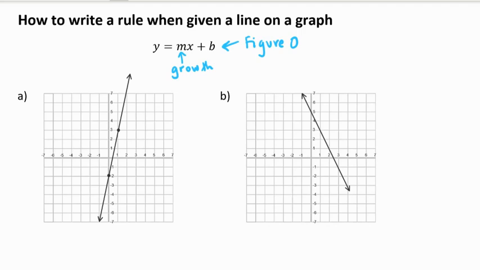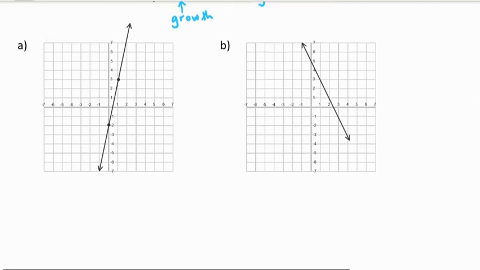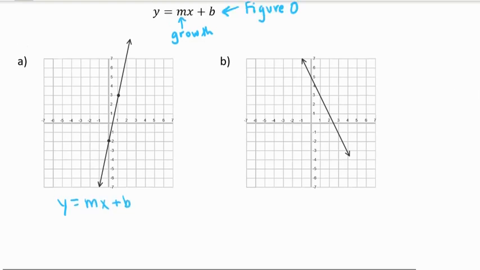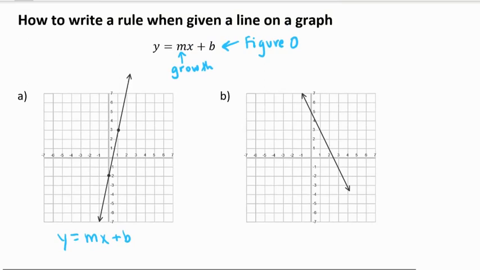So looking at A, we have our line, and they gave us 2 points here. So let me write y equals mx plus b down here. Okay, so first thing is that I can see that my figure 0 is -2 right here because that's where the graph crosses the y-axis. So my b is -2.